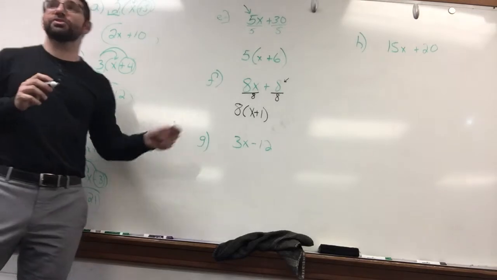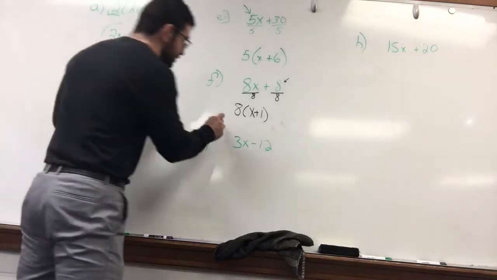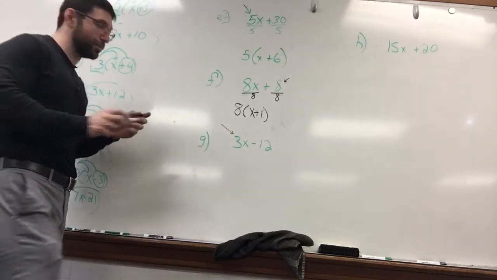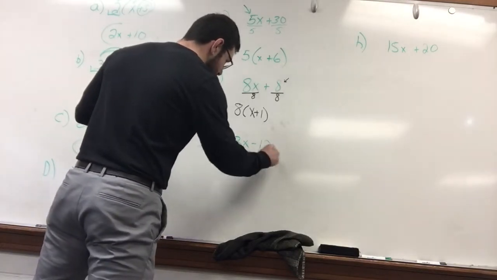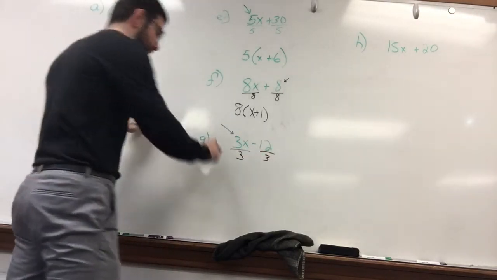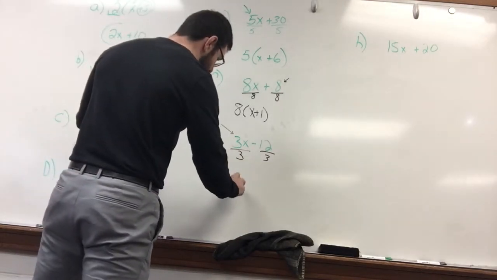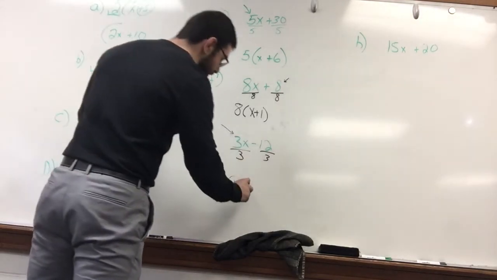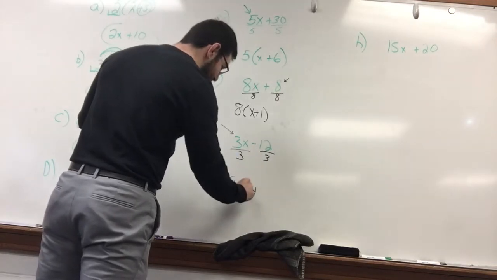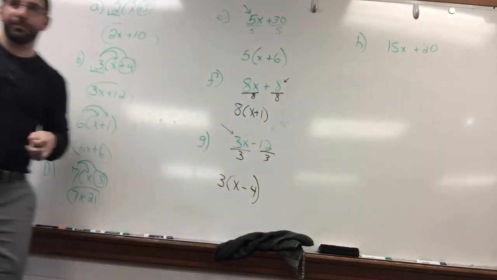Oh, we're always going to start off by trying to do it with the smallest number. Well, 3 goes perfectly into both of them. So that number becomes my coefficient. 3 divided by 3 is 1x or just x. 12 divided by 3 is 4, but the sign in between is negative.